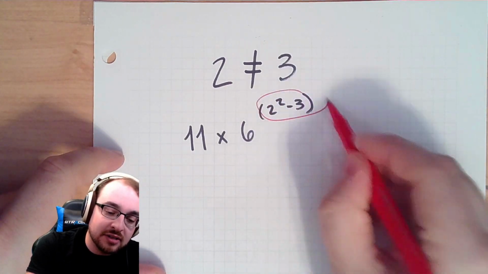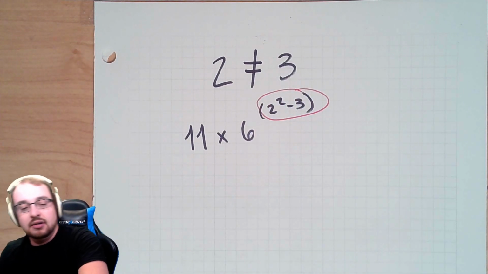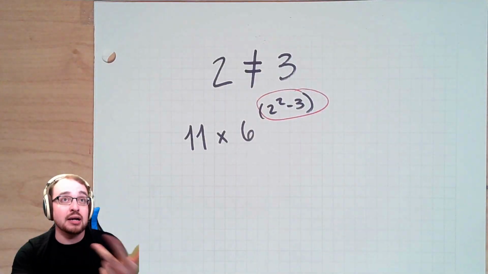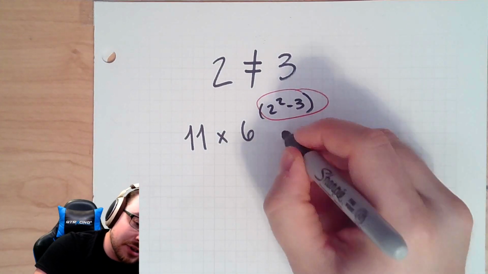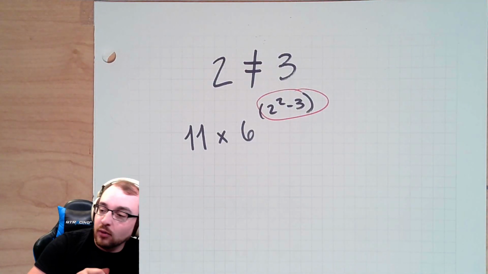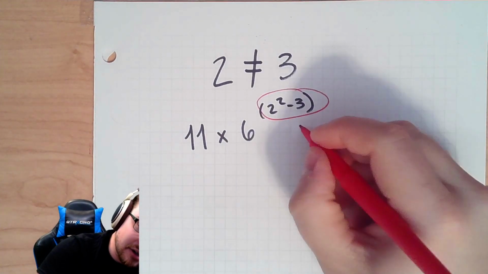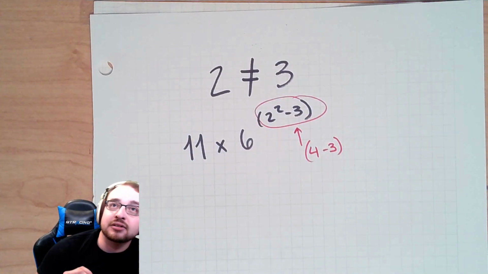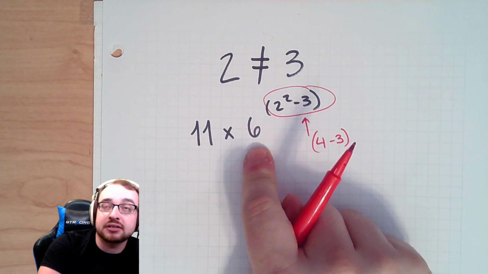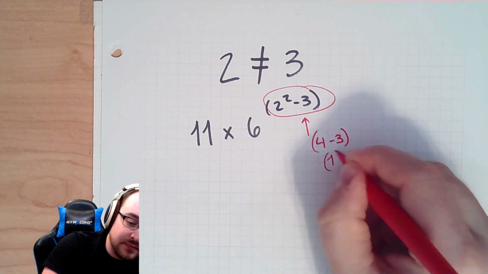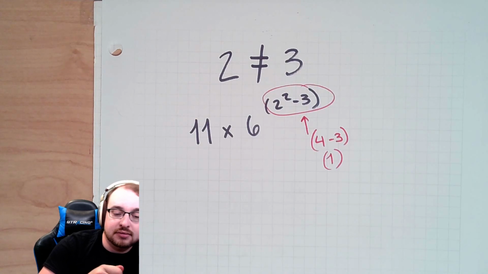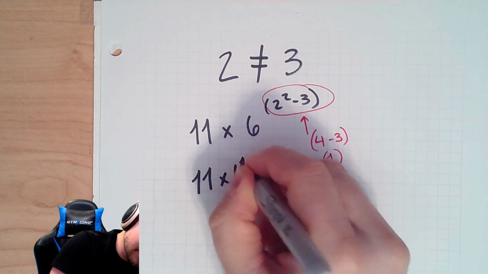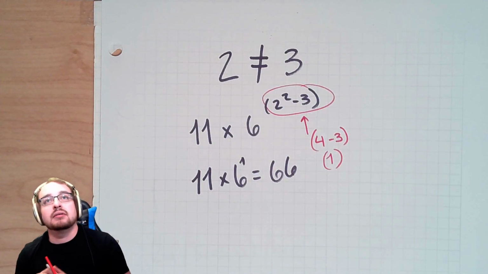So what does this represent? Well, this is 2 squared, which means 2 times 2, because square means times it by itself. So 2 times 2 is 4. And then 4 minus 3 is 1. So in here is basically just 4 minus 3. I'm going to take whatever that is as the power for 6. So of course that's 1. So 6 to the first is just 6. So we're going to get 66 for our answer.